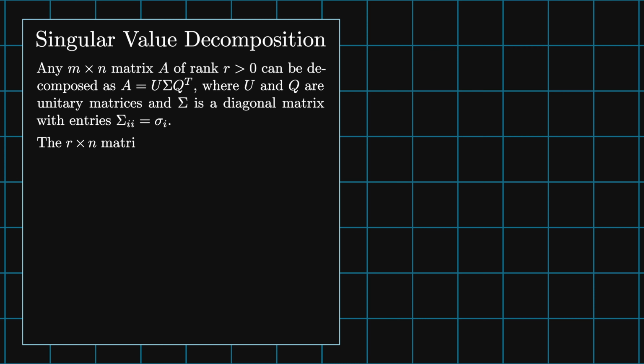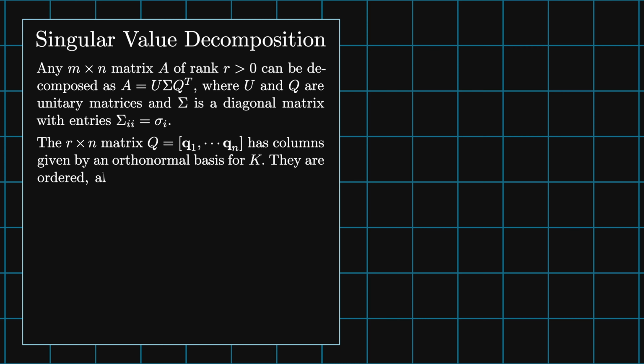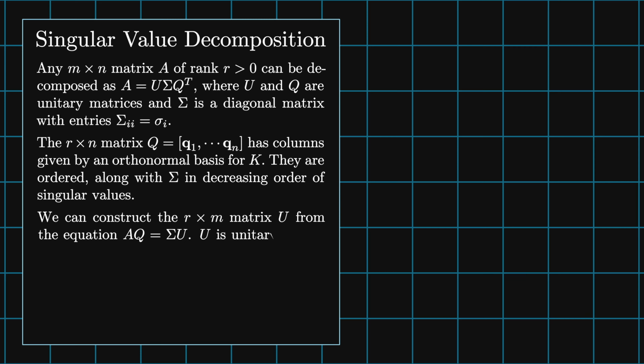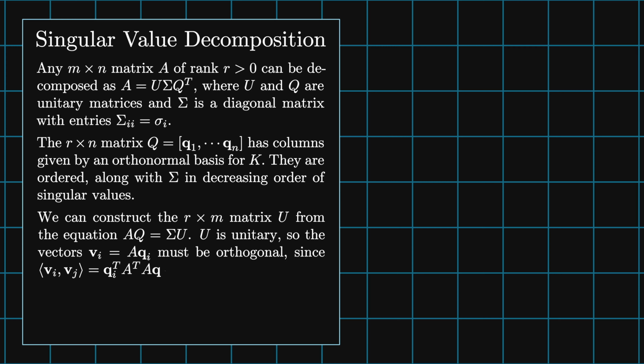The matrix Q is an R by n matrix, where R is the rank of A, whose columns are given by vectors that form an orthonormal basis for the gram matrix K. Along with sigma, the qi are ordered in decreasing order of singular value. We can construct the R by m matrix U from the equation AQ equals sigma U.